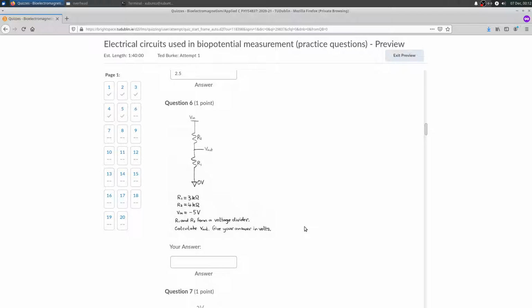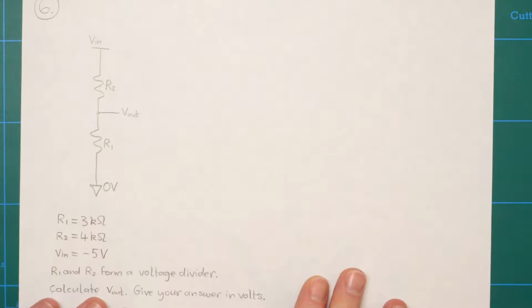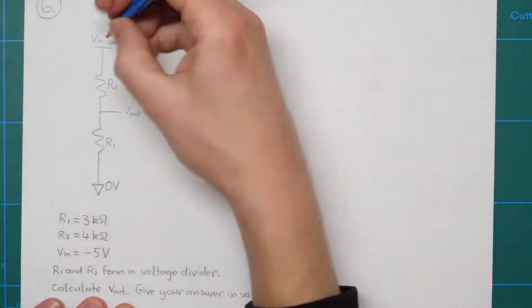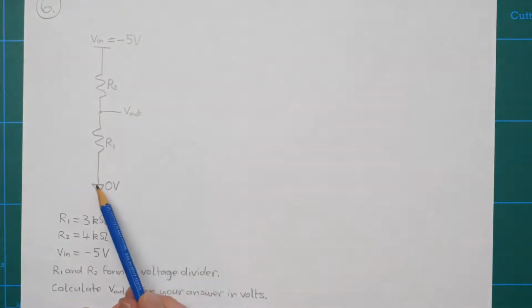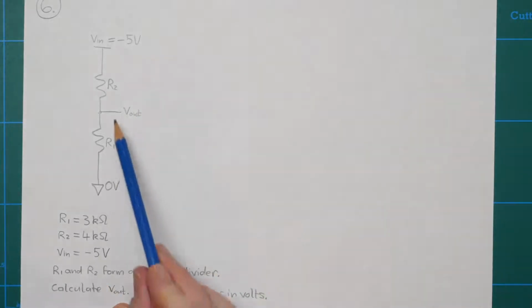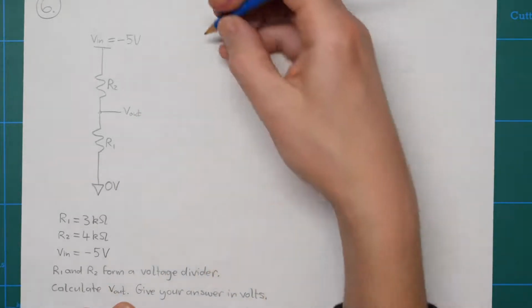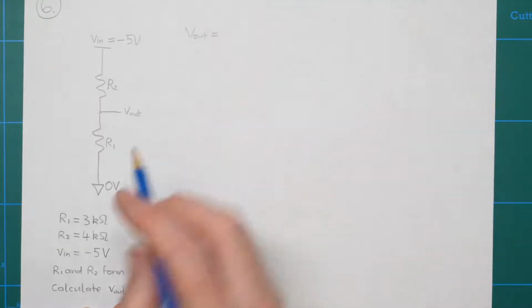Okay, question 6. This is another voltage divider. What have we got? Well, we know that V in at the top is equal to minus 5 volts. The bottom node in the voltage divider is still connected to ground, so the voltage here is pinned at 0. And you're asked to calculate V out and to give your answer in volts. As we did before, we can just calculate it using the formula.